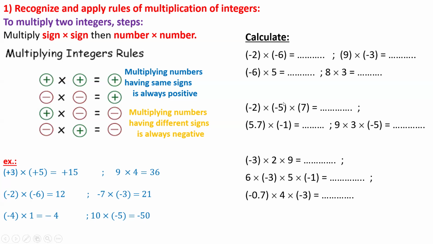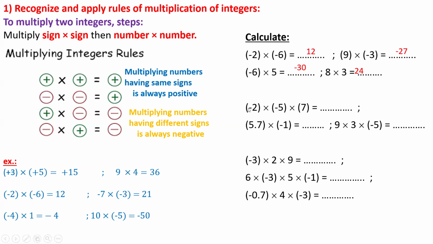Let's practice this exercise together. We should calculate negative 2 times negative 6. So I say negative times negative is positive, and 2 times 6 is 12. Now we have 9 times negative 3. Positive times negative is negative, and 9 times 3 is 27. Negative 6 times 5. Negative times positive is negative, and 6 times 5 is 30. 8 times 3. Positive times positive is positive, and 8 times 3 is 24.